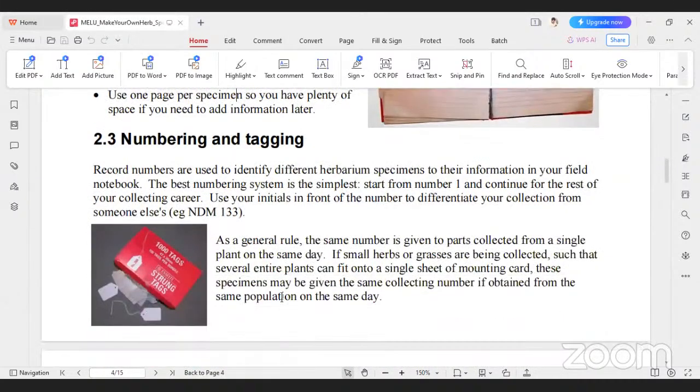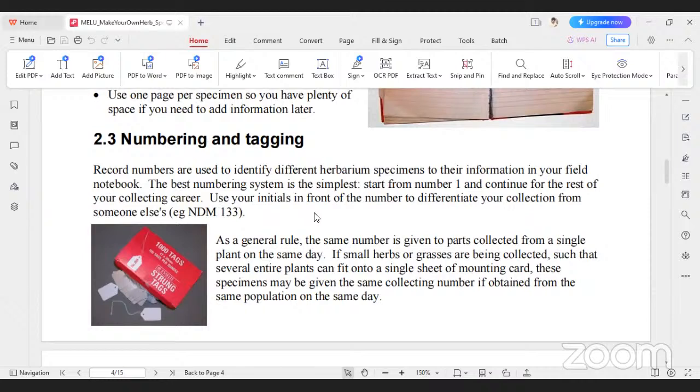Numbering and tagging: record the numbers used to identify different herbarium specimens. For example, if you collected 101 plants, you number them up to 101, with their information. The information means the plant's scientific name, plant family, and plant characters. The best numbering system is the simplest. Start from one and continue for the rest of your collecting career: first one, second, third, fourth, fifth, like that.